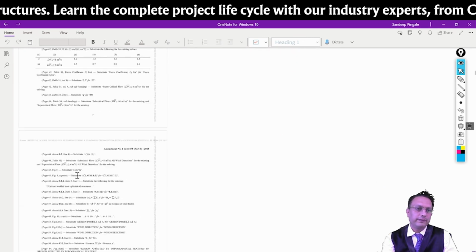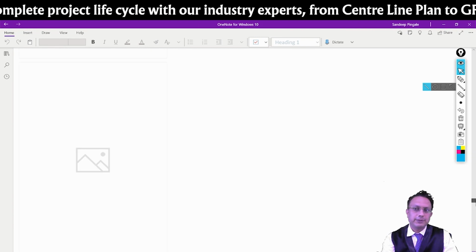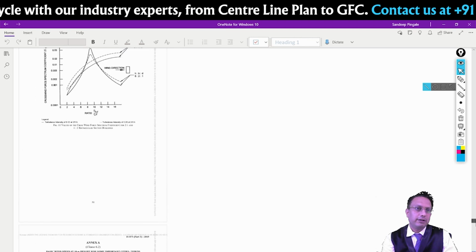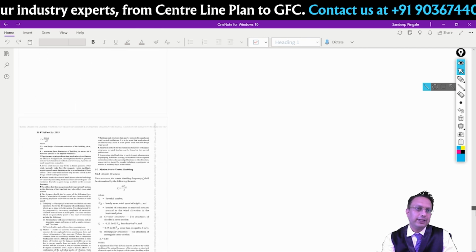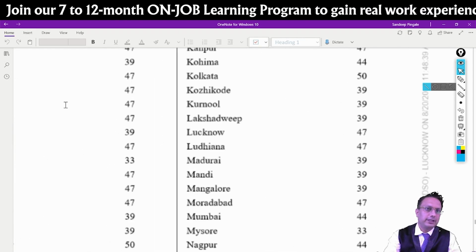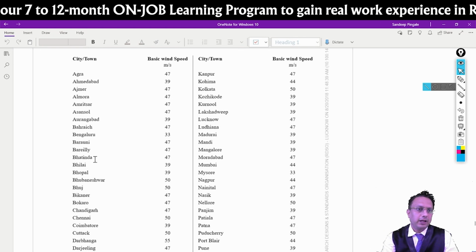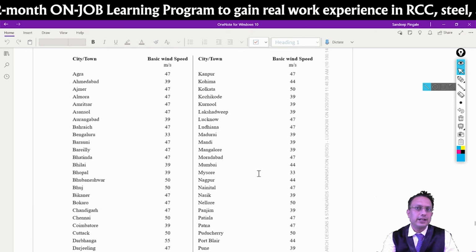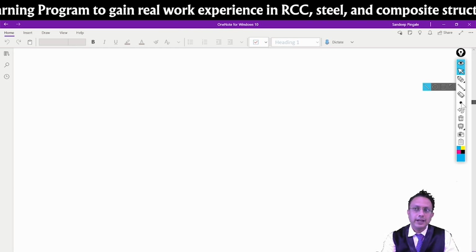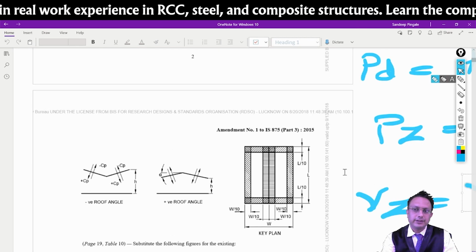So if you go down, you will see what the Vb is all about as per the Indian map. You will get to know the entire design wind pressures for every city that you will be having. See here, this is the Vb, the very basic wind speed. So Madurai 39, Bangalore 33, all these things would be the Vb. Understood?